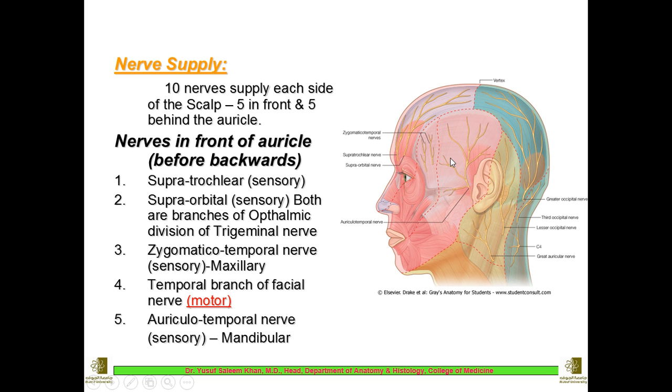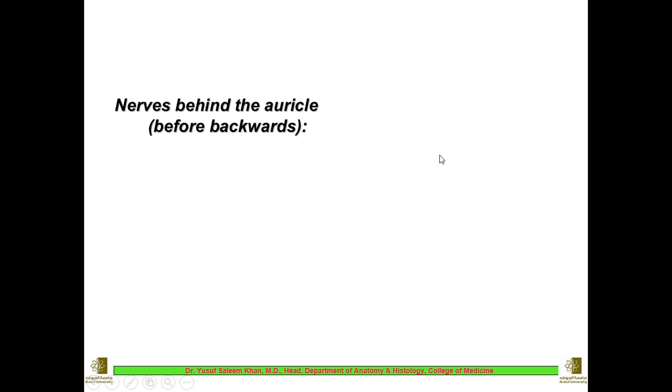So all these are the 5 nerves which are supplying. 4 are sensory and 1 is motor, that is the temporal branch of the facial nerve. That is the only motor nerve supplying the scalp in front of the ear. The remaining 4 are sensory. So there are 5 nerves supplying the skin in front of the auricle.